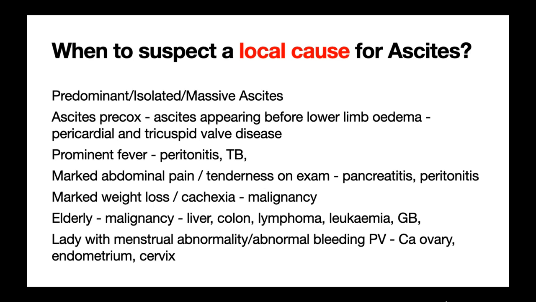Marked abdominal pain or tenderness on the examination, again pancreatitis, peritonitis. Marked weight loss or cachexia, immediately you should be alerted to malignancy in the abdomen. If you're dealing with an elderly patient with onset of ascites, again malignancy should be very high on your list of differentials, commonly from the liver, colon, gallbladder, pancreas, lymphomas, leukemias. Then if you have a lady with a menstrual abnormality or abnormal bleeding per vaginum, then ovarian malignancy, endometrial malignancy, or a cervical malignancy. As I already showed you earlier, amongst the ladies, the malignancy is the second commonest cause of ascites after cirrhosis.